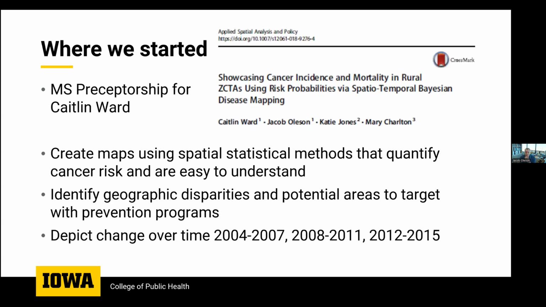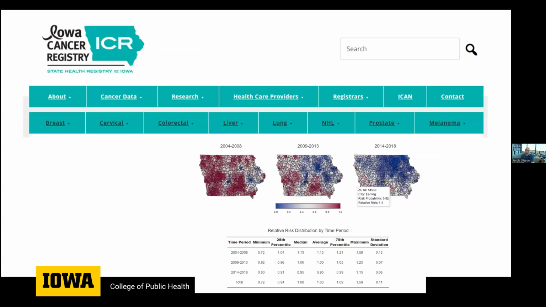So our initial start, and this was 10 years ago, was the very first draft that we had creating maps using statistical methods to quantify cancer risk in small geographic regions. At that point, you see the 3 time points, 2004 through 2007, 2008 through 2011, 2012 through 2015, 3 different 4-year time periods, which led us to these particular maps, which until 2 hours ago were on this website.